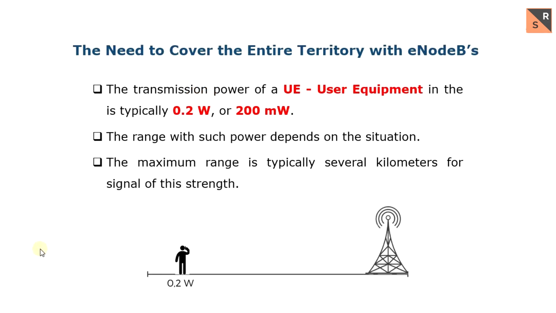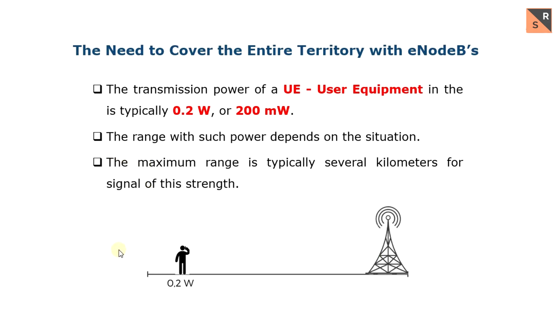The transmission power of a terminal, or a UE in 4G vocabulary, is typically 0.2 watts or 200 milliwatts. The range with such power obviously depends on the situation. In other words, if I'm in the city, it's not the same range as if I'm in the country. But we can give as an order of magnitude a maximum range of several kilometers for a power of 0.2 watts.